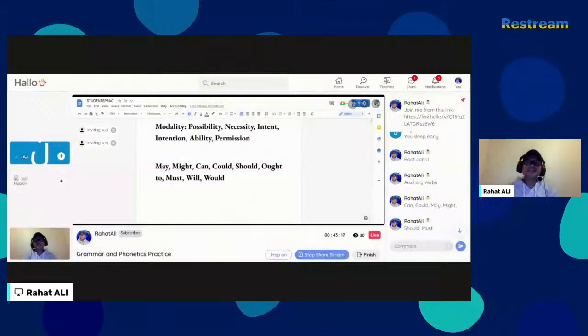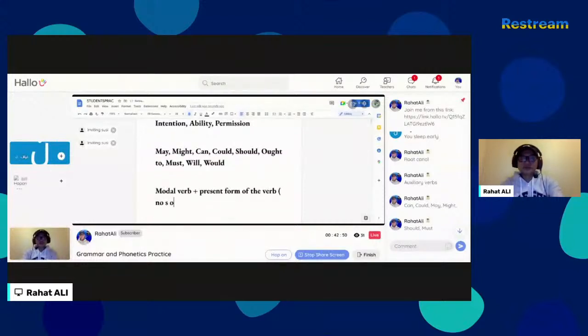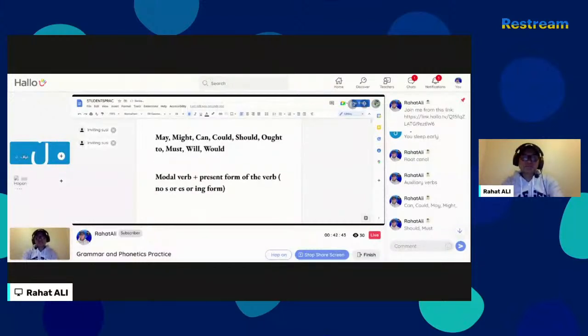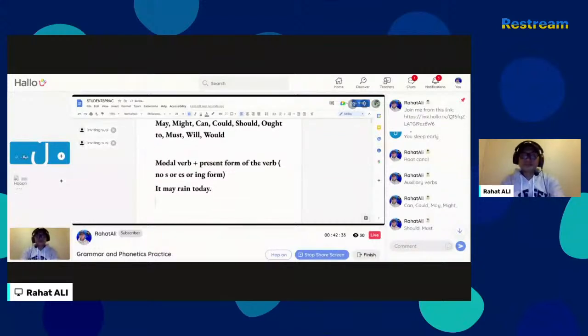All right. As I was saying, the amazing character of the modal verb is that after the modal verb, we must use the present form of the verb. No s or es or ing form. What it means, like: it may rain today. Can you come to my office? Come to my office.